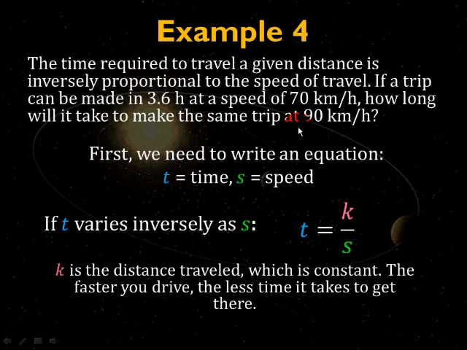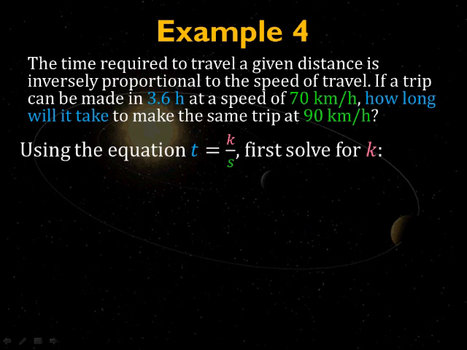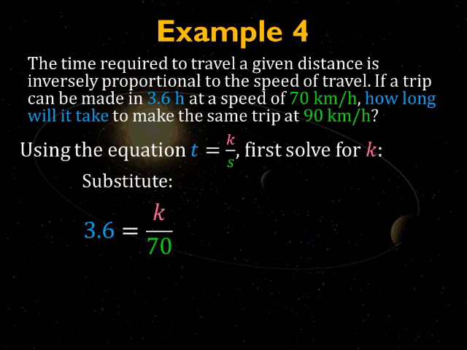So the distance isn't changing because it is given to you. But if you want to write it as an inverse proportion, here it is. T equals k over s. So now you use that equation and solve for k. We have 3.6 hours equals k over 70. Solve for k. K is 252 kilometers.